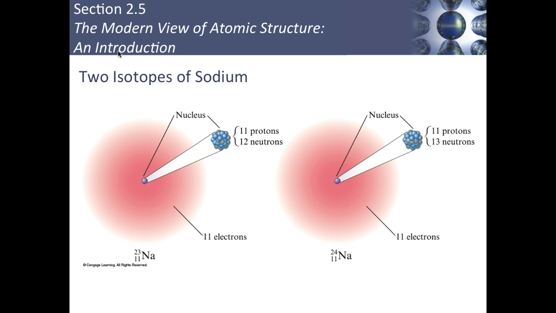Okay? Only thing that changes, again, for an element, the only thing that makes it that element is the number of protons. So we can change the neutrons, we can change the electrons, and it will still be sodium. If we change the protons, we change the element. If I add 1, I get magnesium. If I take 1 away, I get neon. That's it. Okay?